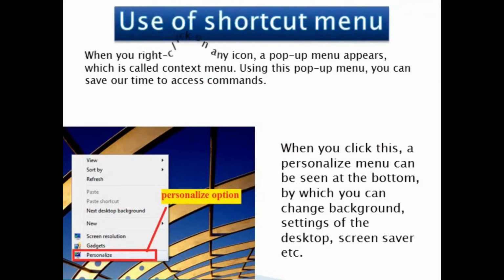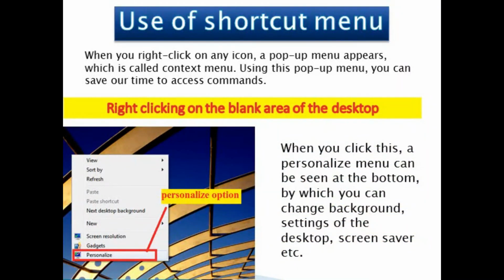Use of shortcut menu. When you right-click on any icon, a pop-up menu appears, which is called context menu. Using this pop-up menu, you can save your time to access commands. Right-clicking on different areas and objects will display different sets of commands in the context menu. The context menu is also called the shortcut menu. You will find the Properties option at the bottom of the list.